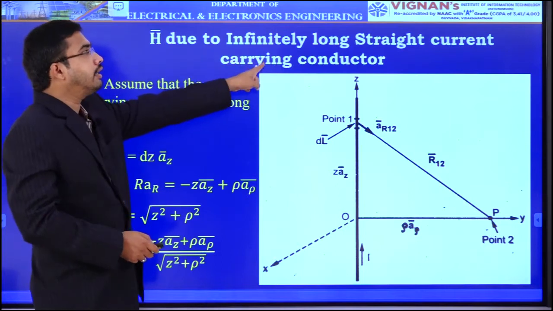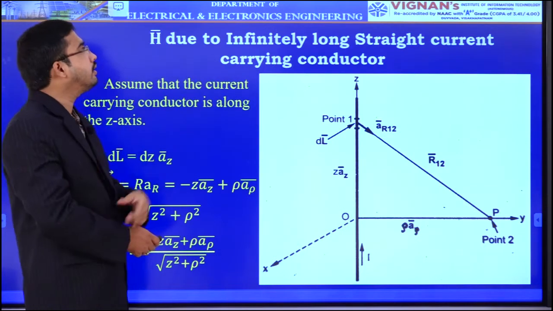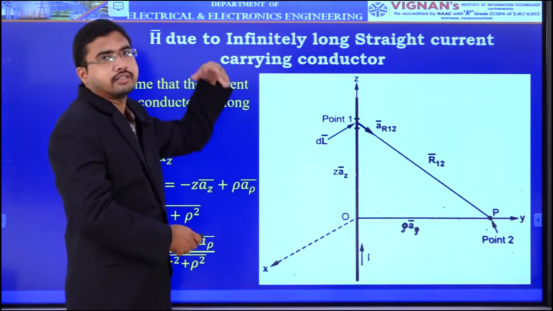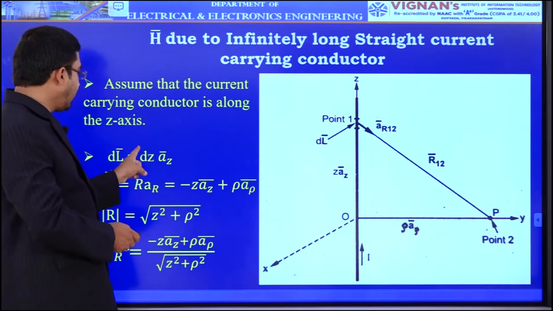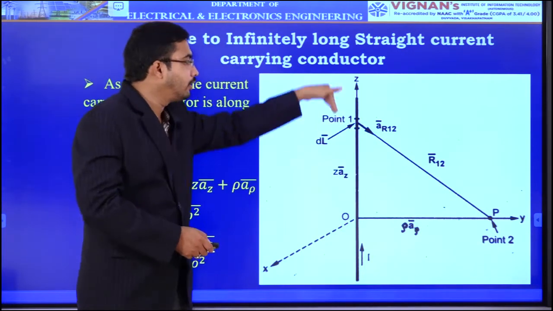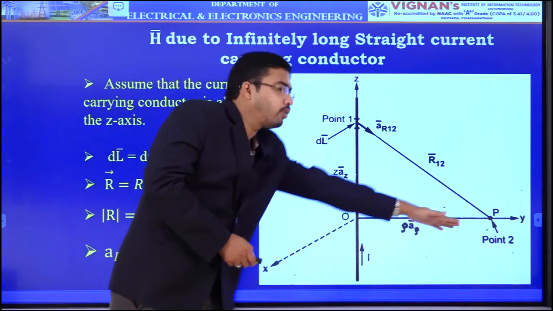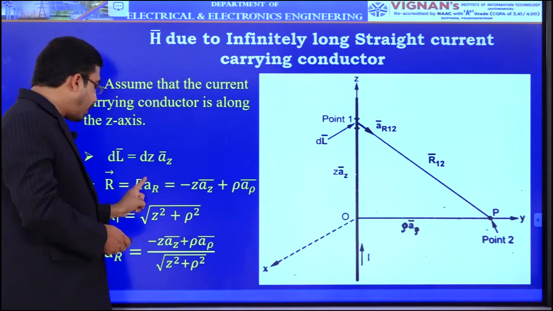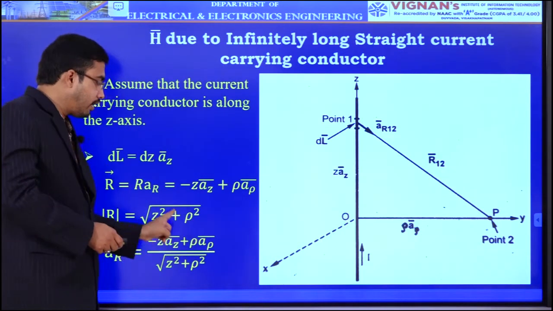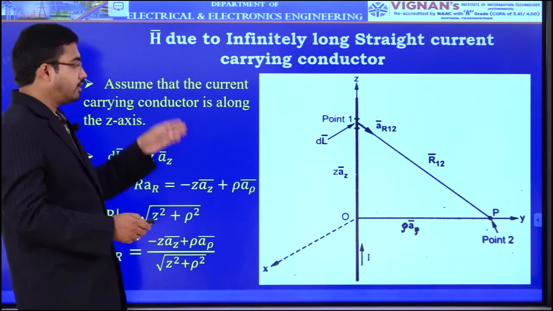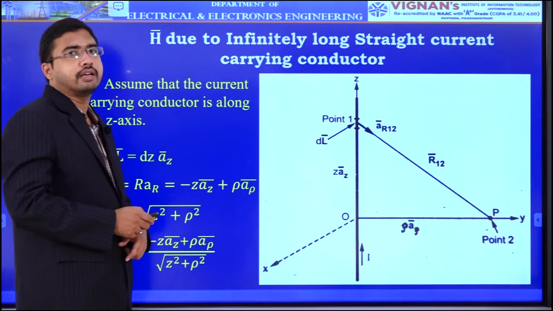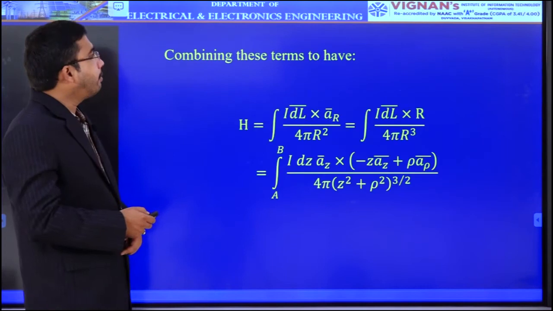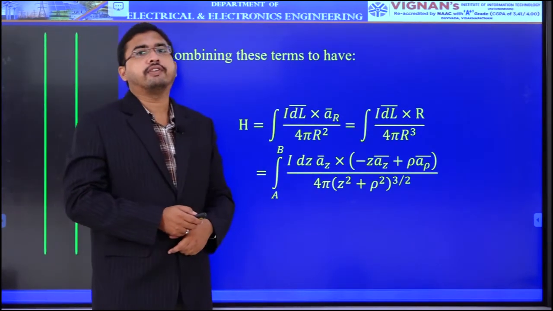We are considering an infinitely long straight current carrying conductor, and I need to find the magnetic field intensity H at this point. For that we are considering the cylindrical system. This is the differential length and the distance vector r, which is equal to minus z into az bar plus rho into a rho bar, and the unit vector is given by ar equal to r bar by mod r bar. R bar is this and mod r bar is this. So these are the representations in the cylindrical system for this assumption. Next, combining these terms, what is the formula for Biot-Savart's law?